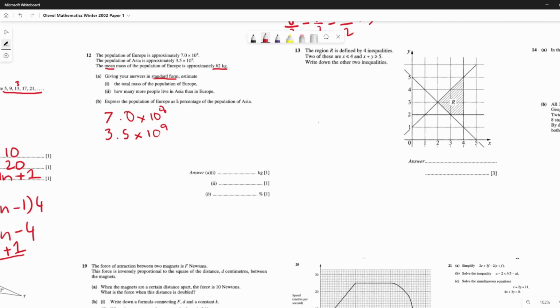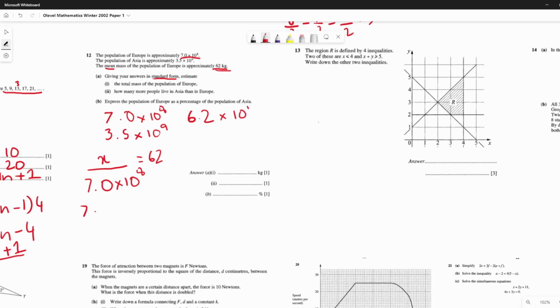Estimate the total mass of the population of Europe. So we have the total population and we have the average mass. So the total mass is obviously, so basically how we get 62 is 62 kilograms is actually the total mass, which is x divided by 7.0 into 10 to the power of 8. Now we can write this as well. We can also write 62 as 6.2 into 10 to the power of 1, right?